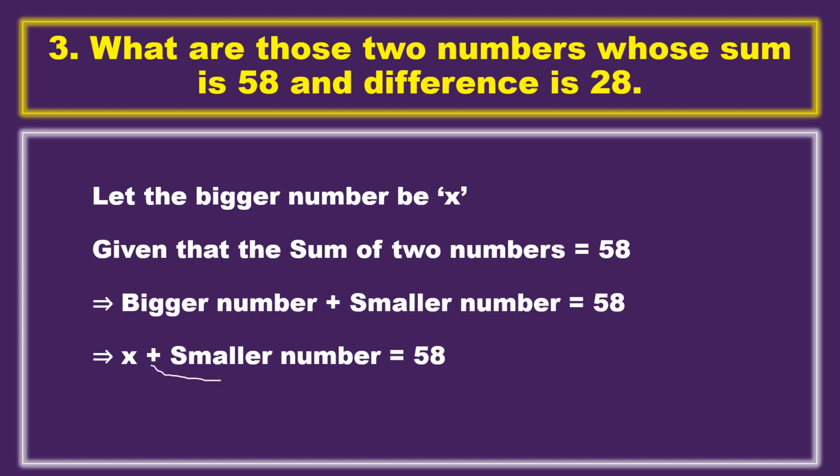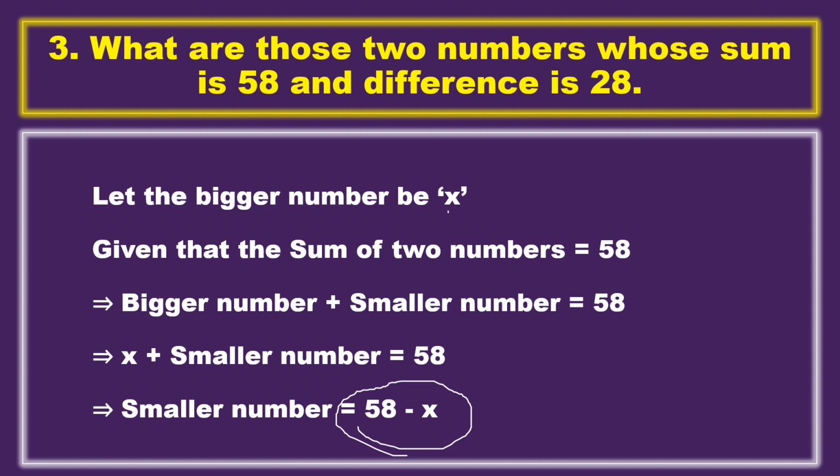Now I want the smaller number from this equation. As the smaller number is already in plus, I'll not send it there. I'll just send the x here. So x is adding here. When it goes there, it becomes minus. So the small number I got is 58 minus x, and the big number I have is x. Okay. Now I'll put these two values in this difference condition.